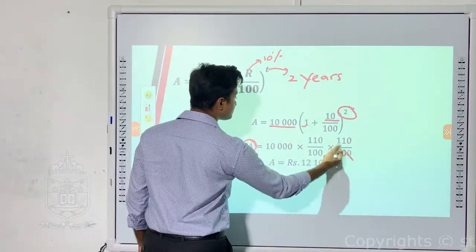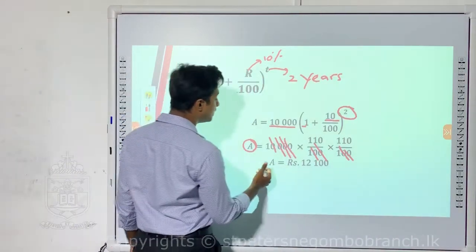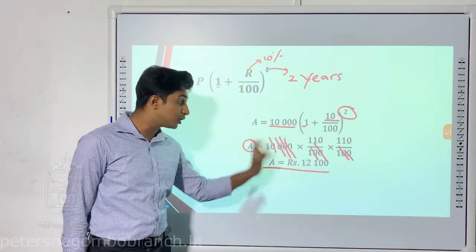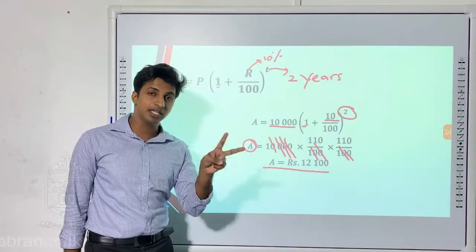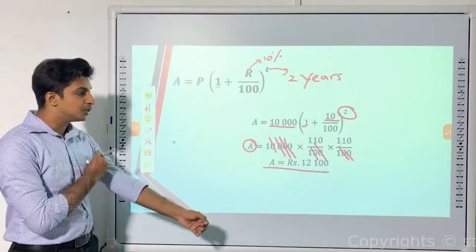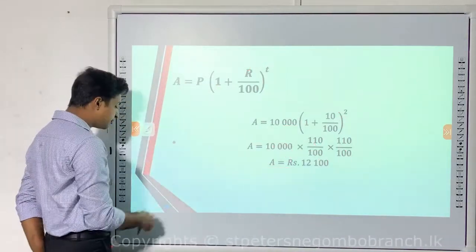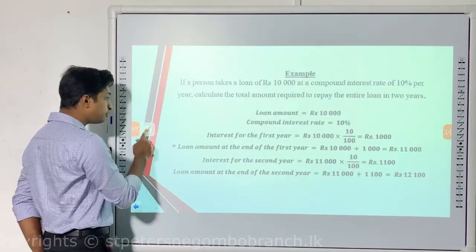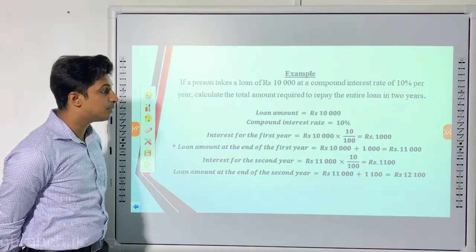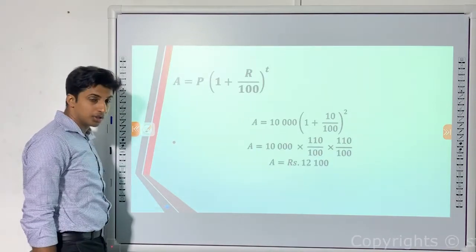So altogether, when I simplify it, I still get rupees 12,100, which is the total amount I have to pay by the end of the 2 years, or the amount the person who borrowed the loan has to pay after 2 years. Okay, so again, this method is far easier, but you need to remember the step-by-step method as well. It is also very important. In the exam, you can more easily use the formula.